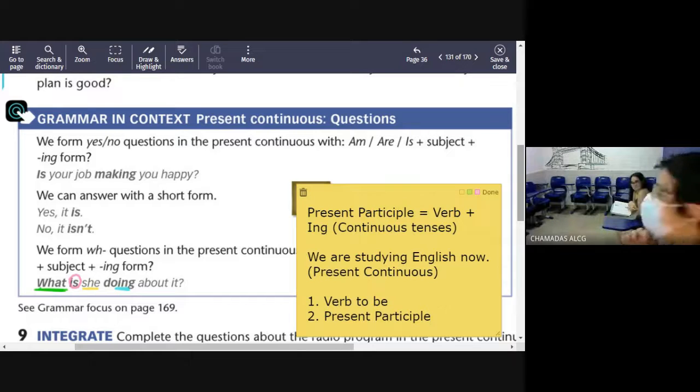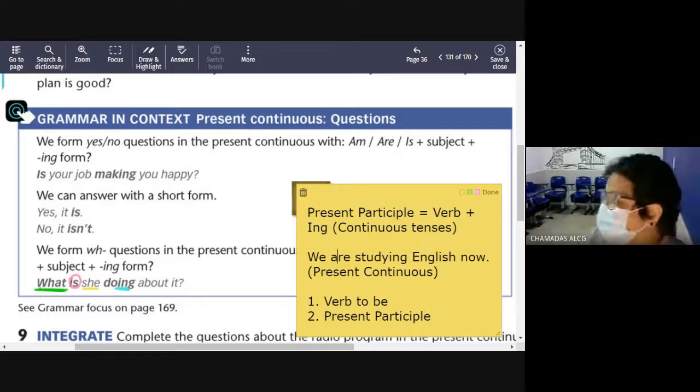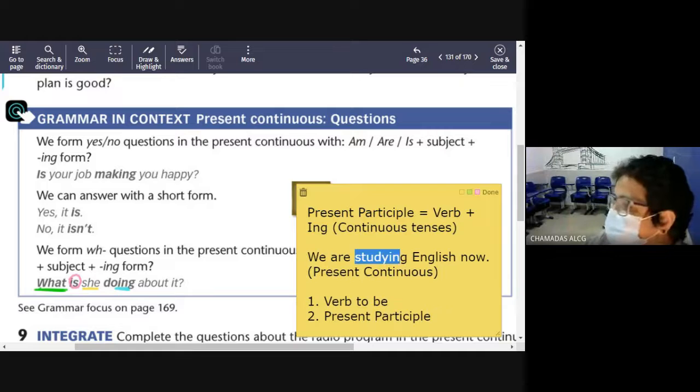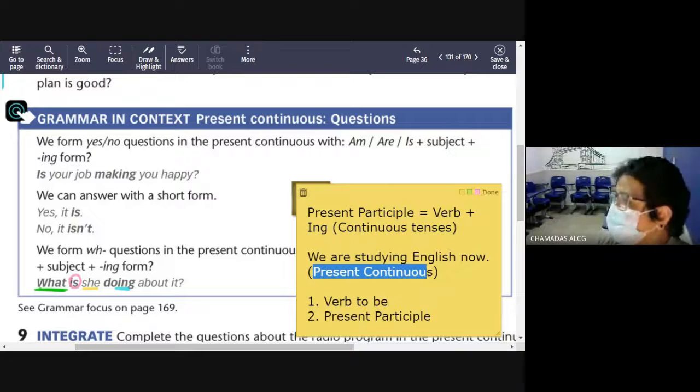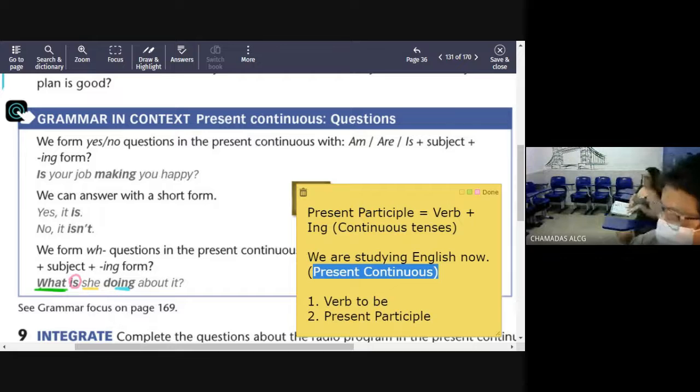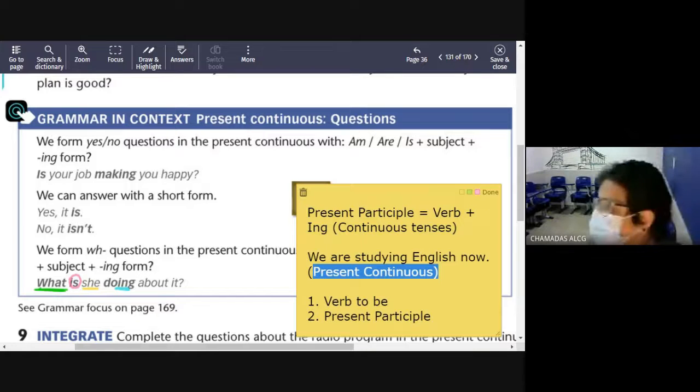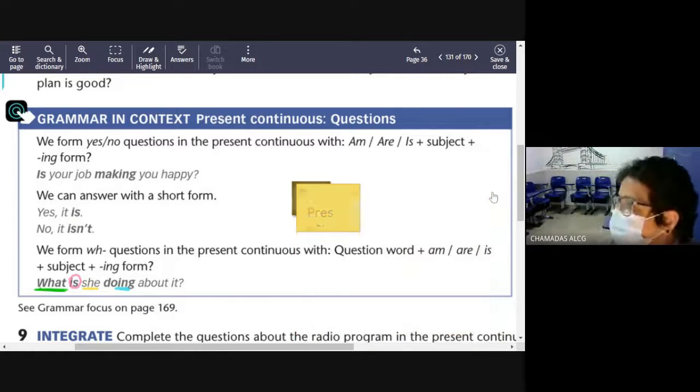And now we have the names, okay? So, verb to be, here. Present participle, here. Okay? Number one and number two together, we have the present continuous. Okay? All right? Great.